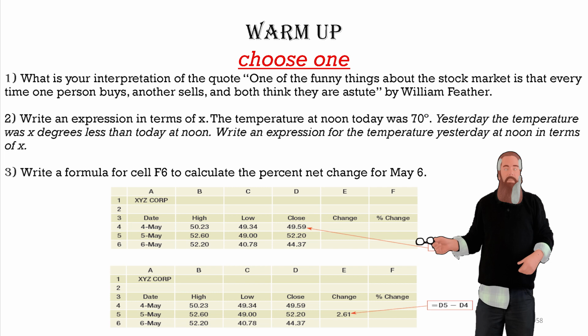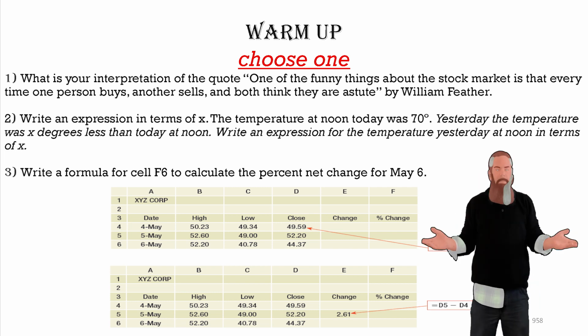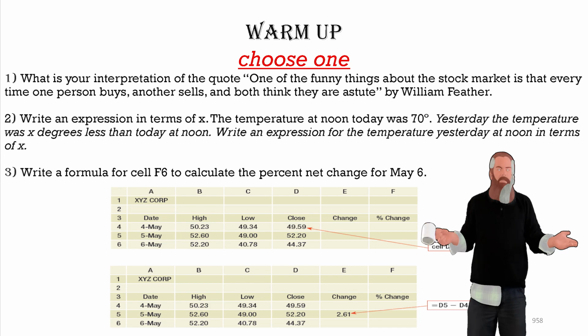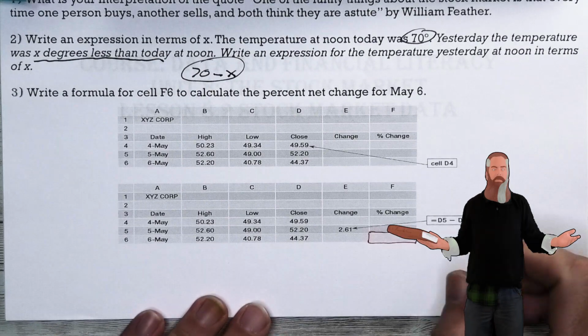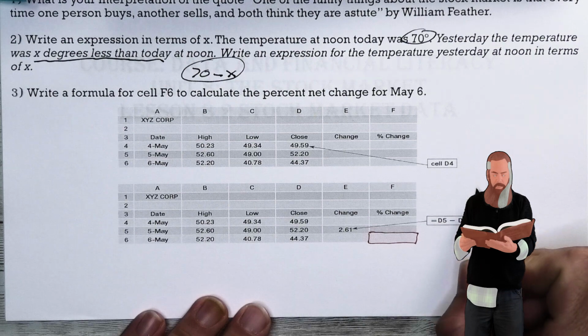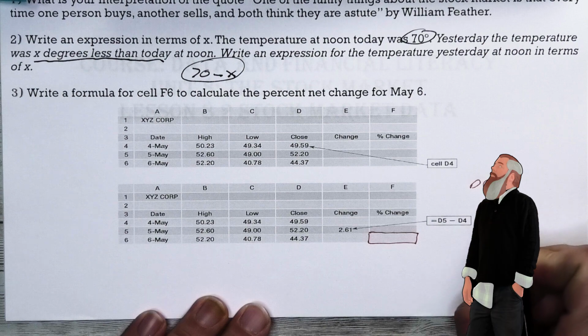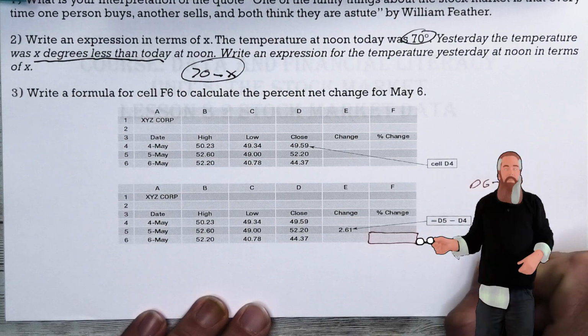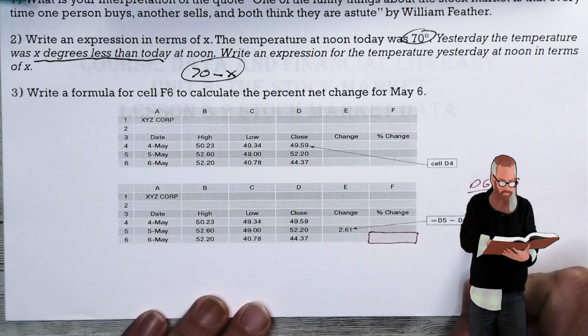Let's see if we can write a formula for cell F6 to calculate the percent of net change for May 6. If we're looking for the percent of change from one day to the next, this means that we're going to take the entry from cell D6, subtract cell D5, and divide that by D5 in order to find what that answer would be.